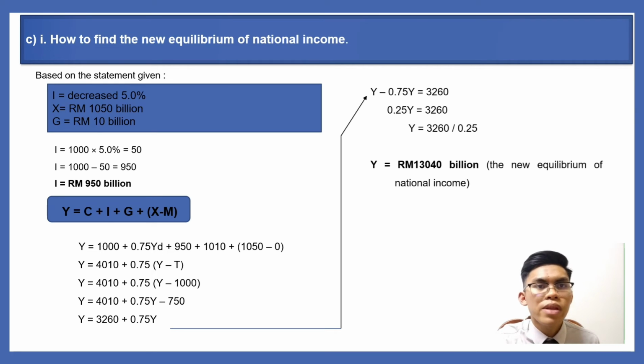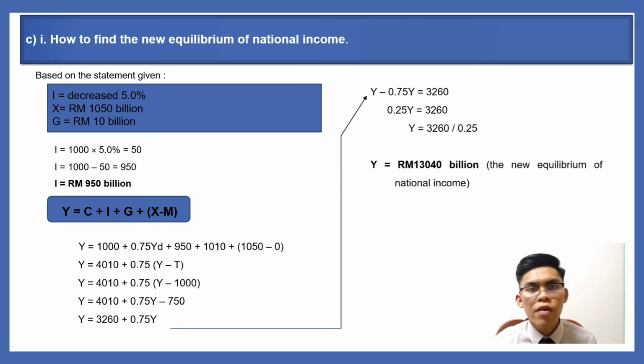The export is 1050 billion, and the government also spent as much as 10 billion for the Prihatin Rakyat Economic Stimulus Package to boost economic recovery. So the 1000 billion, the amount before, needs to add 10 billion. So we will get 1010 billion. After that, we just apply it to the formula, which is Y equals C plus I plus G plus X minus M.